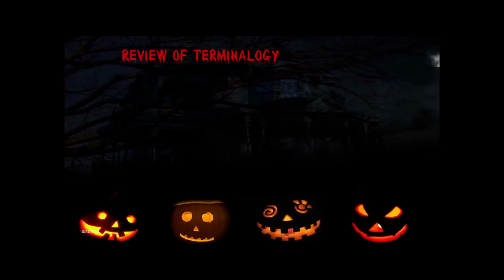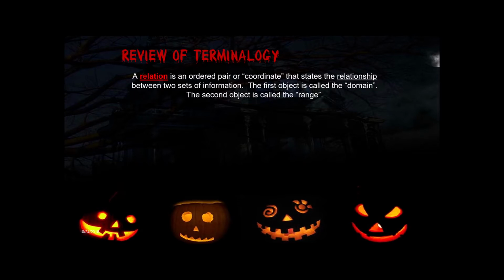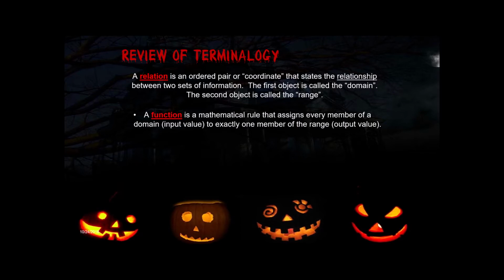Some quick review of terminology. We've said that a relation is an ordered pair or coordinate that states the relationship between two sets of information, with the first object being called the domain and the second object being called the range. We've talked about the fact that a function is a mathematical rule that assigns every member of the domain or input value to exactly one member of the range, the output value. And we've talked about how the domain has lots of different names or descriptions. The domain, the independent variable, the x-coordinate, or the input value. We have a tendency to use those interchangeably and not very carefully as math teachers, and I think sometimes that's confusing for students, but it would do you well to realize that those all basically mean the same thing.